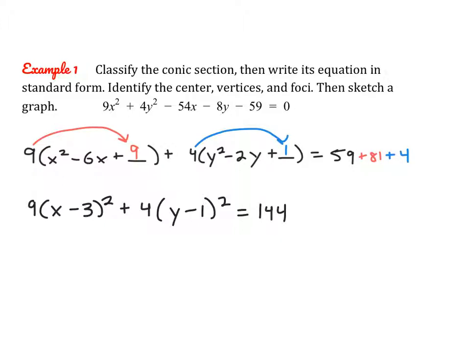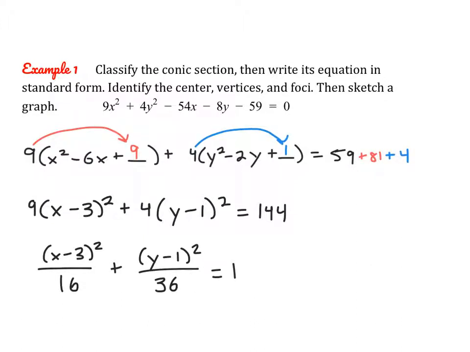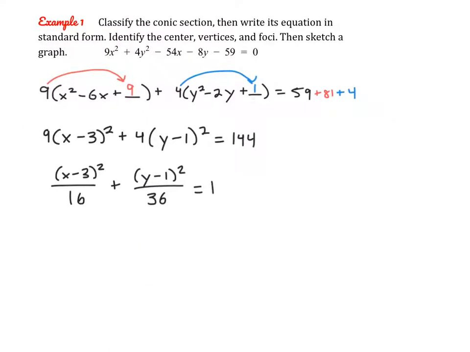So this is not in standard form, so I am going to need to divide both sides by 144. So I have x minus 3 squared over 16. Remember, we do need to divide both terms by 144, so I have y minus 1 squared over 36 equals 1. So we can see that this is, in fact, an ellipse. Since the larger denominator is under the y, we know that it is a vertical ellipse.